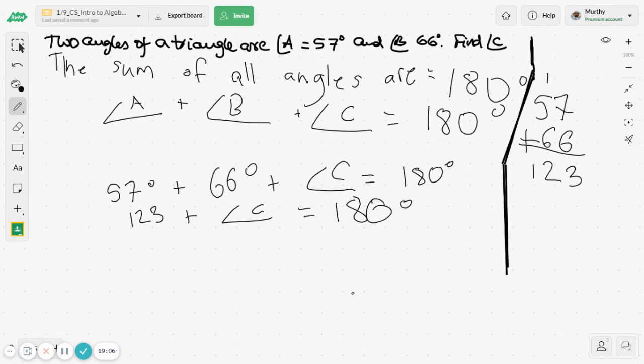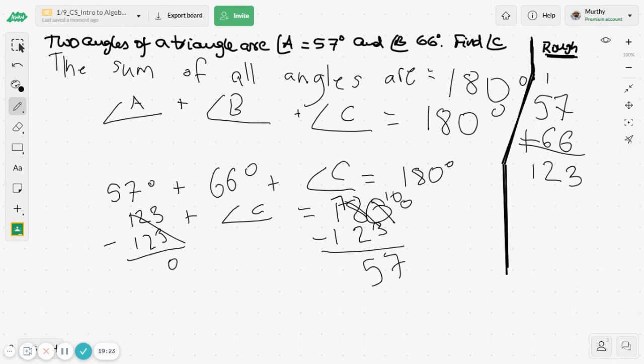But then we have to do the switch, which equals 0. So it cancels out. Minus 123 over here as well. 180 minus 123 is 57. Angle C equals 57 degrees.